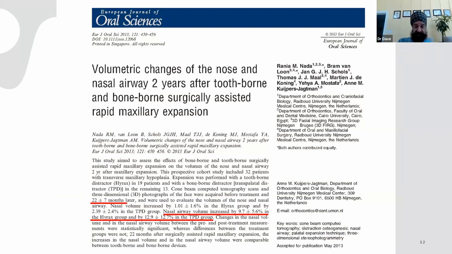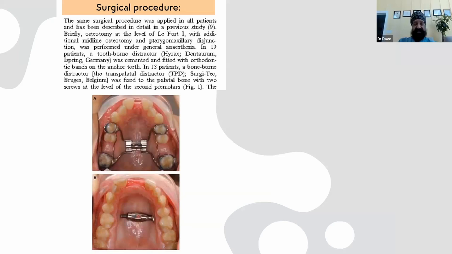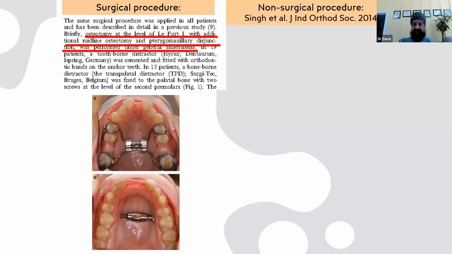bone-borne transpalatal distractor. So if you look at the surgical procedure, they did an osteotomy at the level of a LeFort I. They then did a midline osteotomy right down the middle. They also did a pterygomaxillary disjunction behind the maxilla. This is under general anesthesia. And then they placed either a palatal expander, the top one being a Hyrax palatal expander. Once the surgery has been done, they then expand using that fixed on the teeth, or they used a transpalatal distractor, the lower photograph showing you after the surgery has been done, they turn the screw on the device in the palate there.